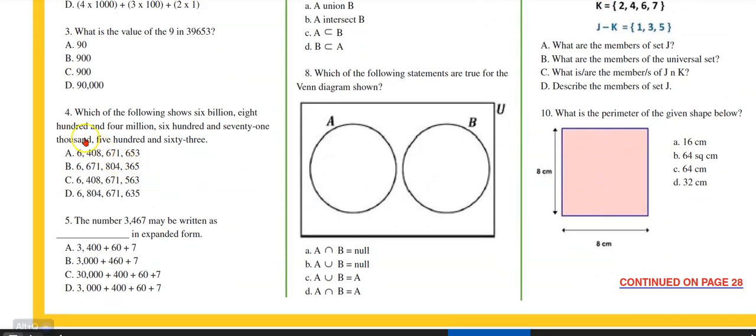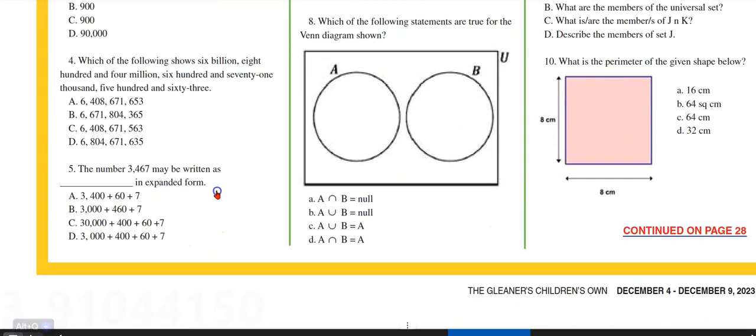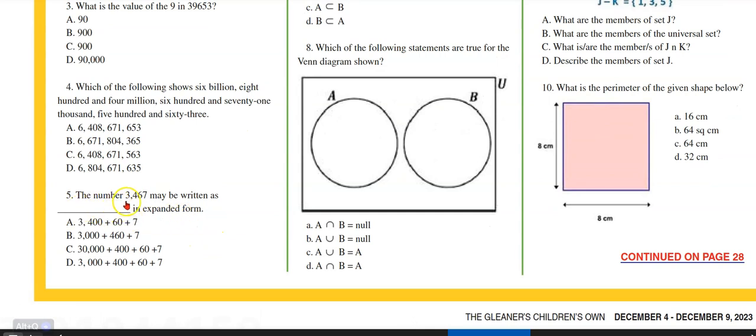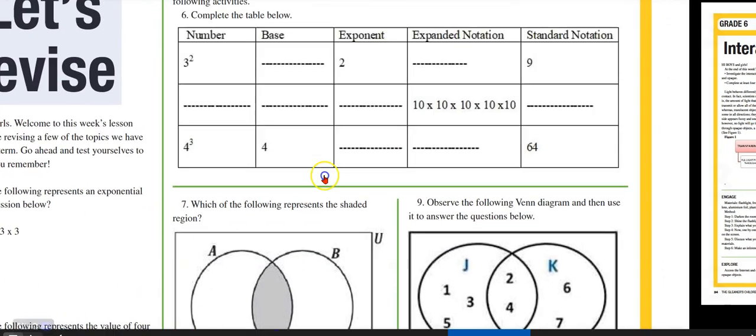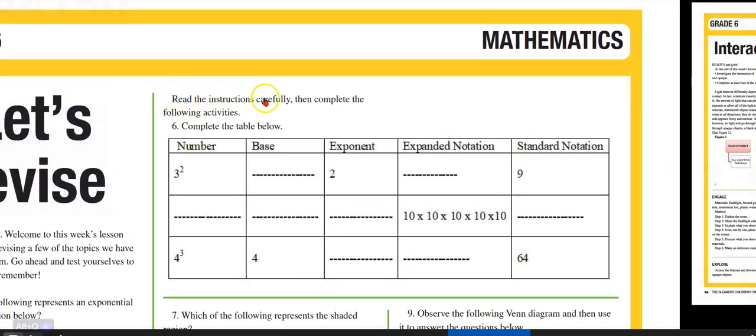Number 4, which of the following shows 6,804,671,563? Number 5, the number 3, 4, 6, 7 may be written in expanded form. And here we have our options. It says, read the instructions carefully and then complete the following activities.